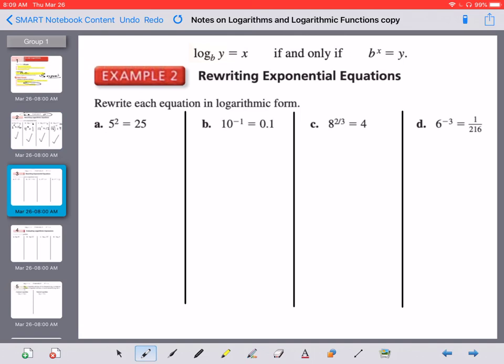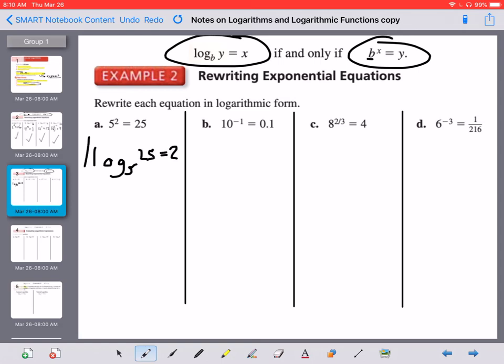Again, keep in mind every one at the bottom here, A, B, C, and D, is written like this, and we have to rewrite it like that. So log, what's the base? Base is 5. What's y? 25 equals 2. There it is. Log base 5 of 25 equals 2.